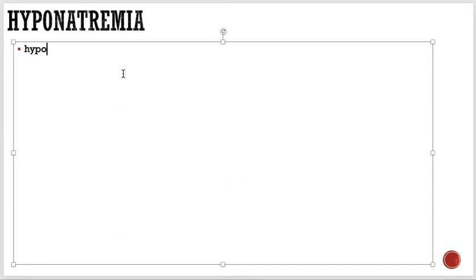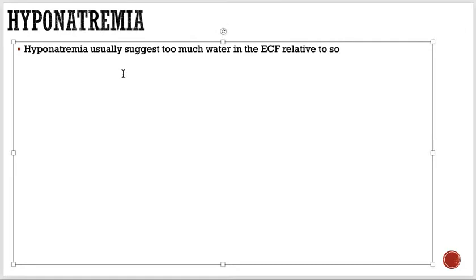So whenever there is hyponatremia, it usually suggests too much water in the extracellular fluid relative to sodium content. And the other thing is true for hypernatremia. Hypernatremia usually suggests too little water in the ECF relative to sodium content.